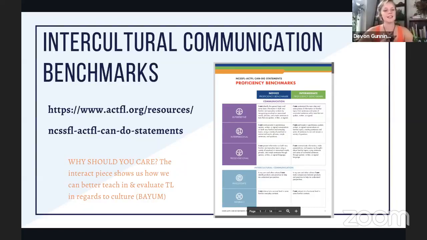You should care because this is going to finally show us, specifically with the interaction piece, how we can both better teach in the target language and evaluate student target language use in regards to culture. Bam. So we no longer have to rely so much on English in order to talk about cultural concepts or present them. We can talk about culture in the target language by using this cool one at the bottom that you see here, interact.